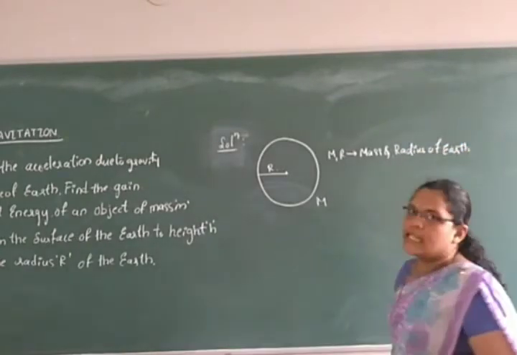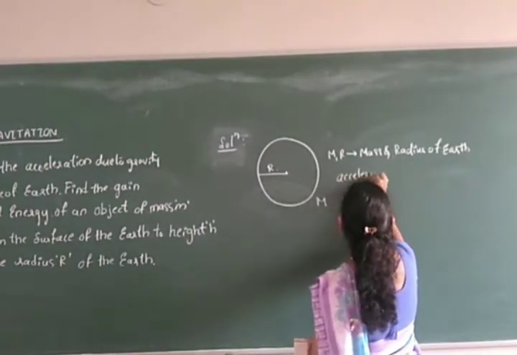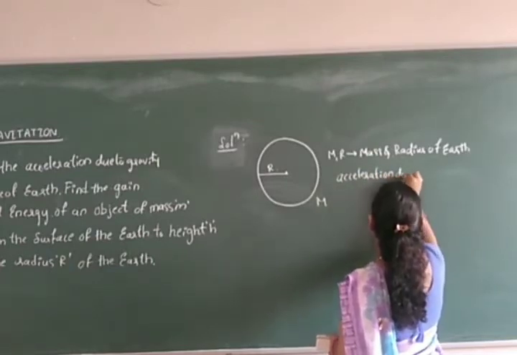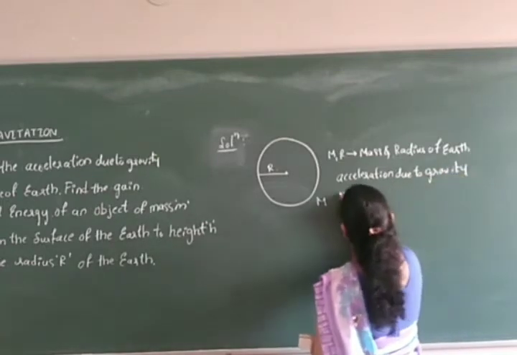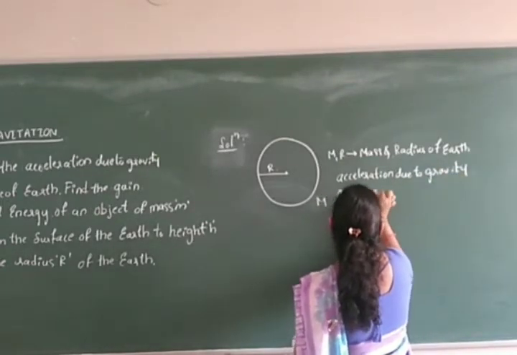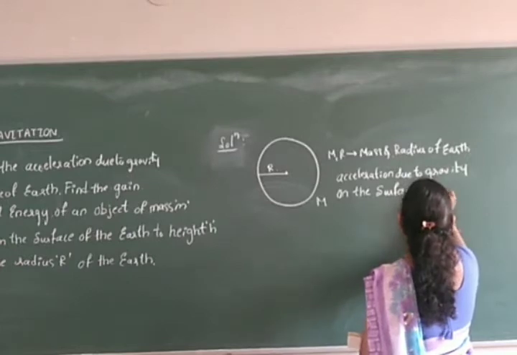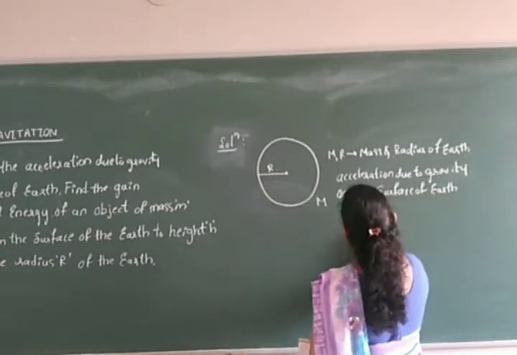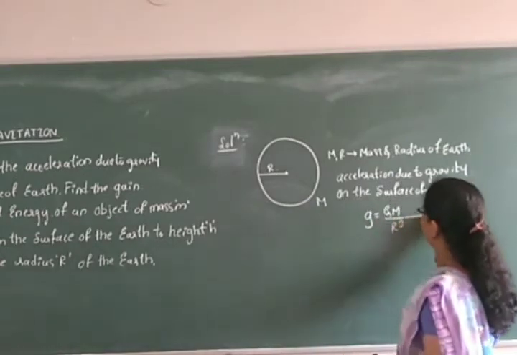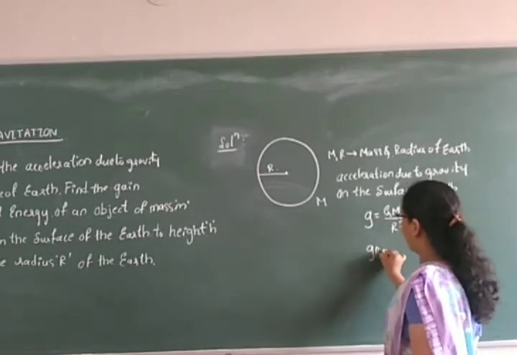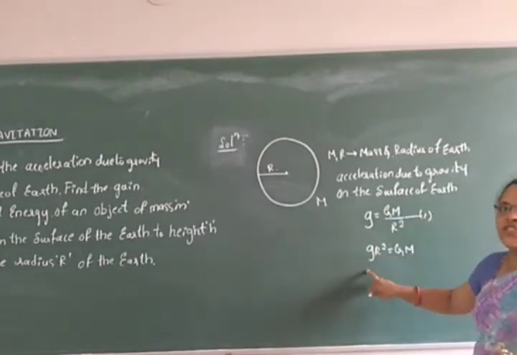We know very well the acceleration due to gravity on the surface of the earth. That is g is equal to GM by R square. Let us take this as equation 1. Then gR square is equal to GM. So in place of GM, we can write gR square also.